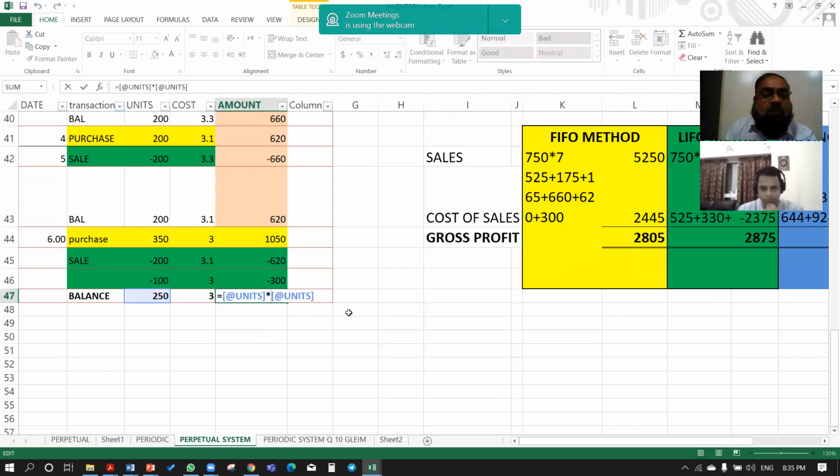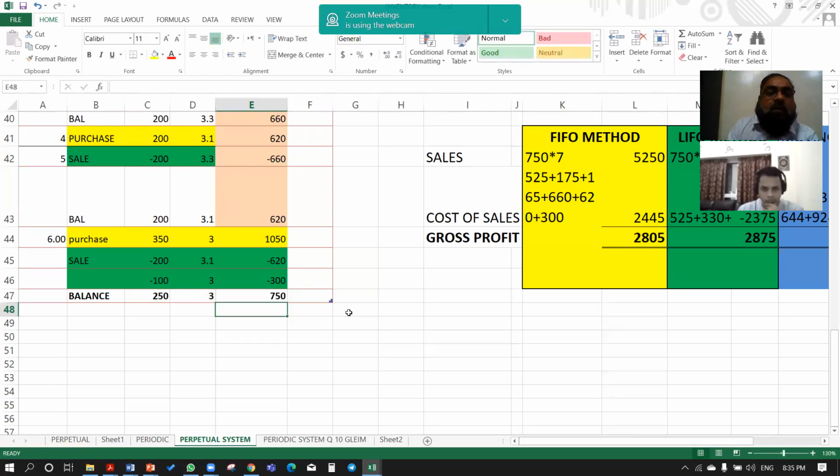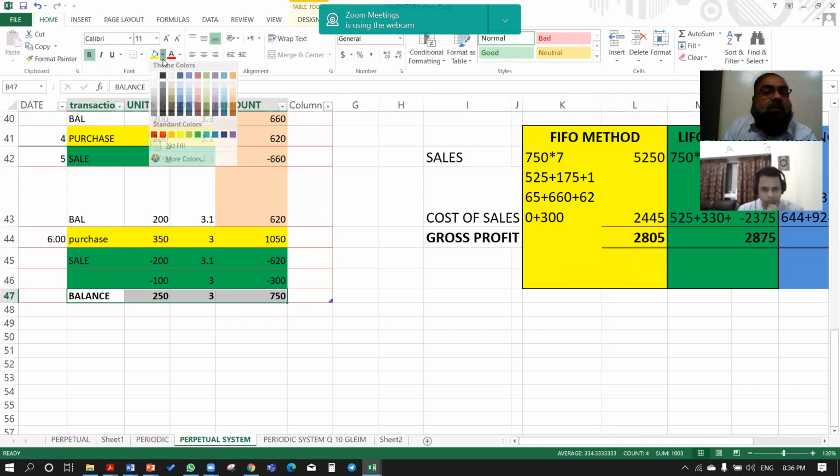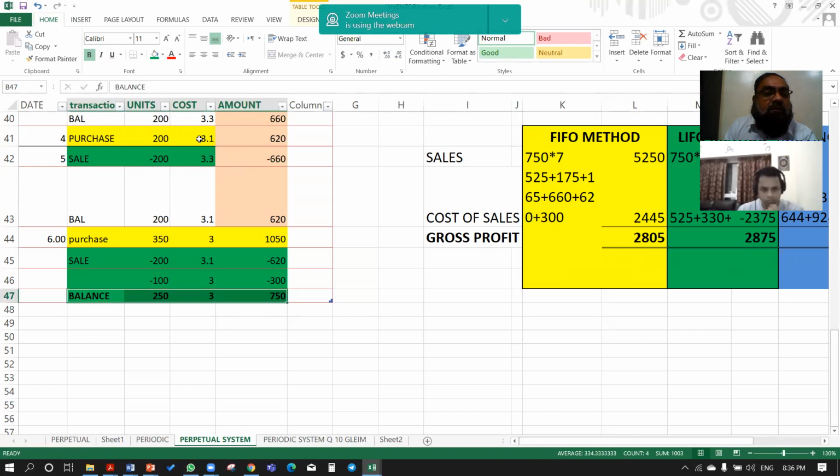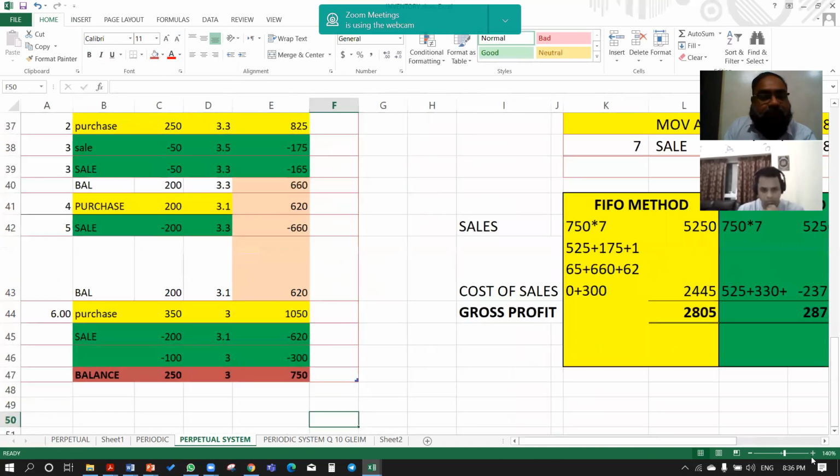It is actually the same. 750, right? Yes. This is our inventory value balance. Give it a color, some other color, so that we can recognize that this is our inventory value. This is the inventory value we have done, right?